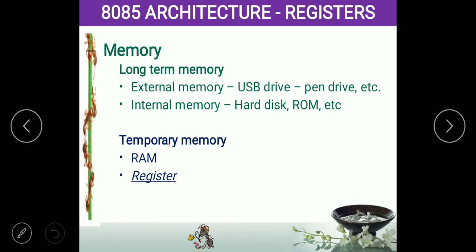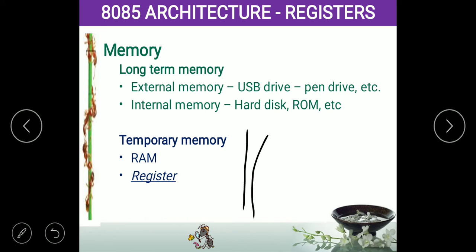The second is called temporary memory. Temporary memory means if the power is there, the data is there in the memory. If you switch off the power or shut down the system, the data vanishes. After you boot the system, you cannot retrieve the data. That is what we call temporary memory. In the computer, temporary memory means mainly the RAM and registers.